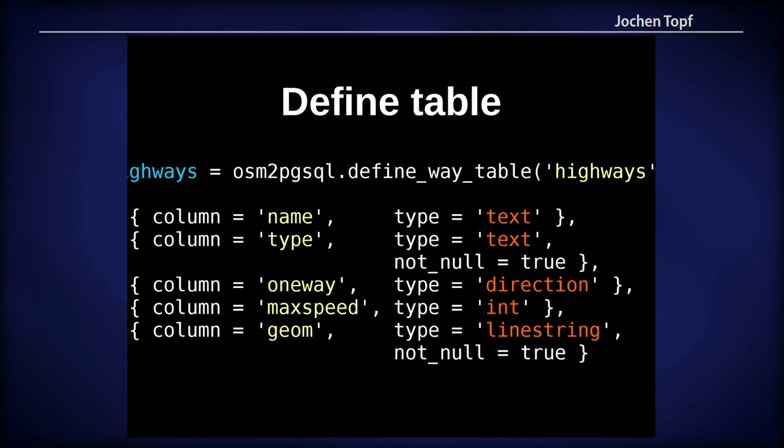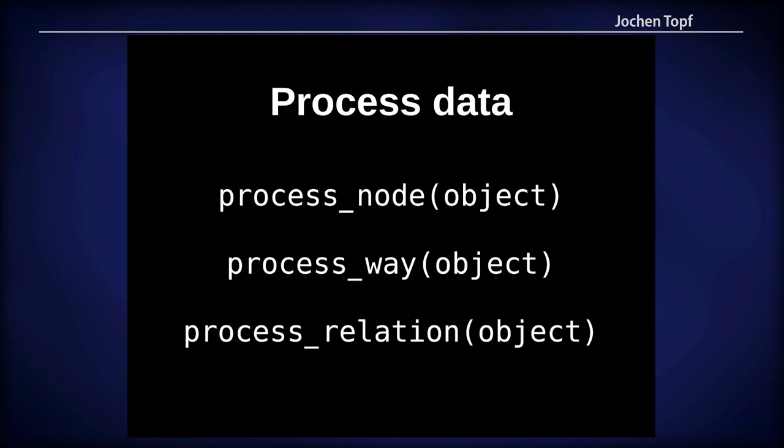You can define that. You can, to a certain degree, convert the geometries, and just so that you get a vague idea how this looks like. Basically, this looks like a SQL create table command, but translated into Lua, and with a few extras. You define here a highways table, and it has a name and a type and a one-way and a max speed and a geom column of different types. And you do that for every table. And then you write three functions, process node, way, and relation, that are called for each node, way, or relation that comes from OSM.